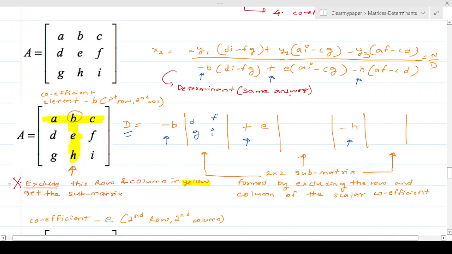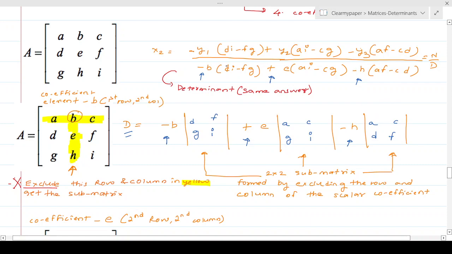This matches. Similarly over here, it's AI. A is going to be here, and they are going to be on the diagonal, excuse me. And then C is here, and G is here. So AI minus CG, this also matches. And over here also it's A and F and C and D. So if you see AF minus CD.